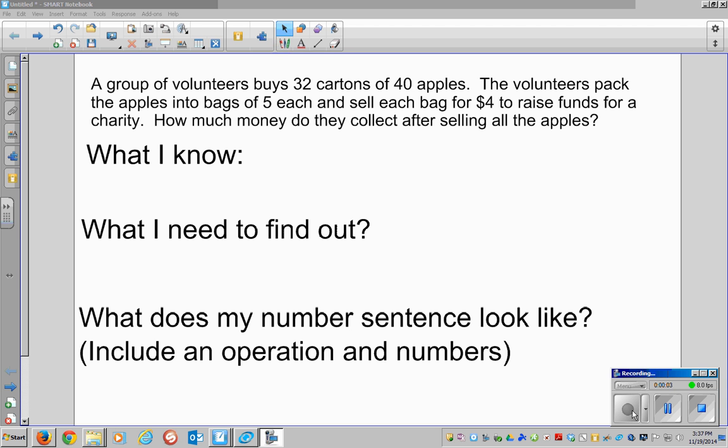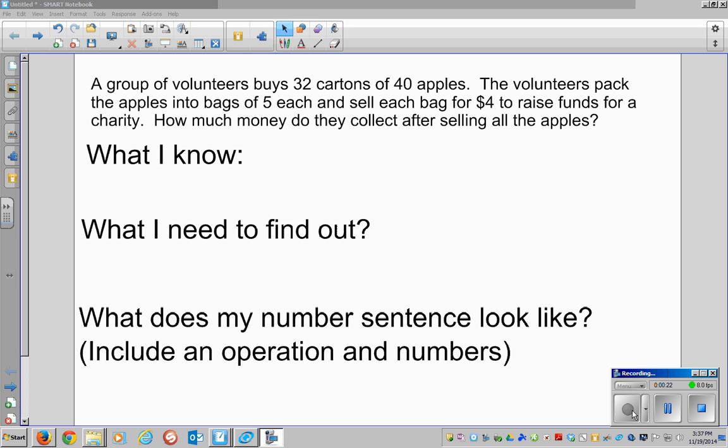All right, students, the point of this video is to get the idea that some word problems we have are going to be more than two steps, and this one's going to take us a couple more than the last one we did to figure out how to get to a final answer. So let's take a look at this one.